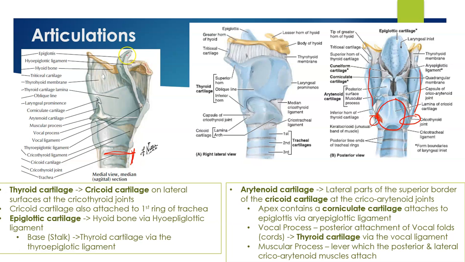The epiglottic cartilage attaches to the hyoid bone via the hyoepiglottic ligament, and then the stalk of the epiglottic cartilage attaches to the thyroid cartilage via this thyroepiglottic ligament.